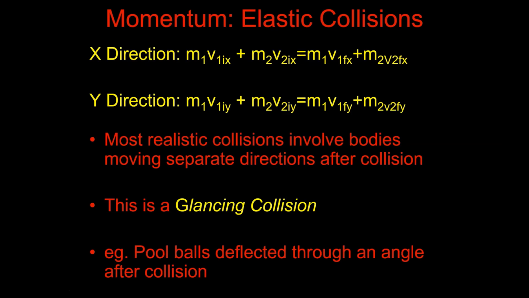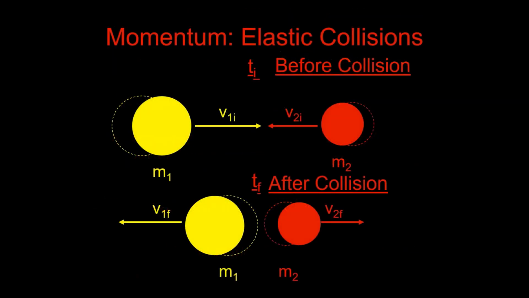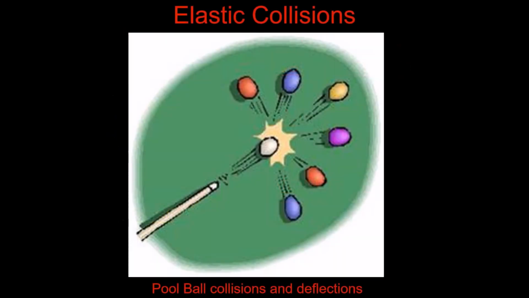That's referred to as a glancing collision. So take 2 pool balls that hit one another. If they're deflected through some angle after the collision, then what we'll have there is a glancing case. Now remember, there's the diagram for a 1D elastic collision. So this is the kind of thing I'm talking about.